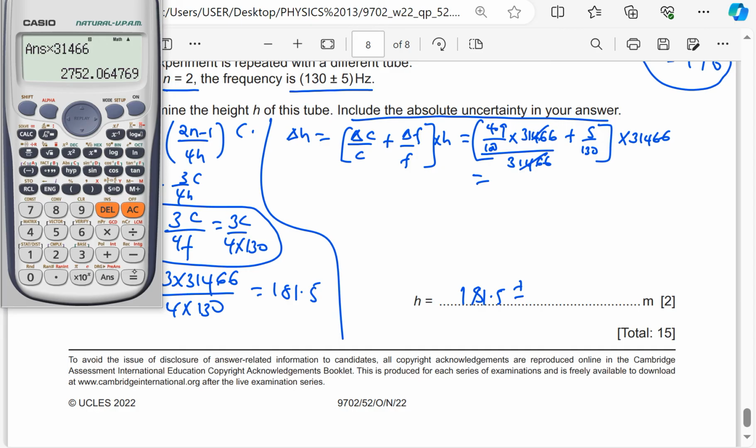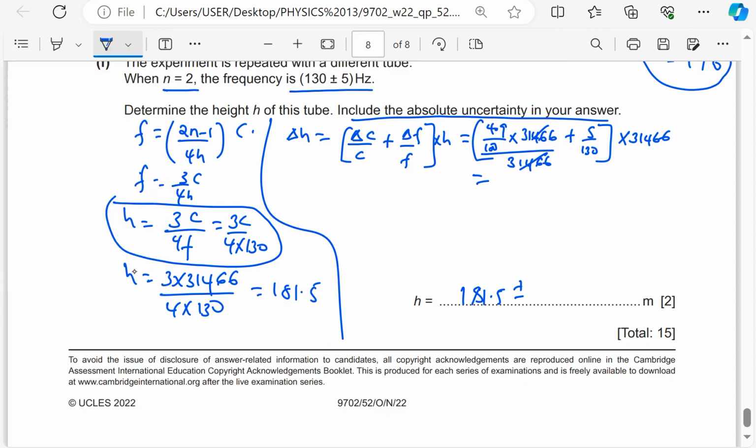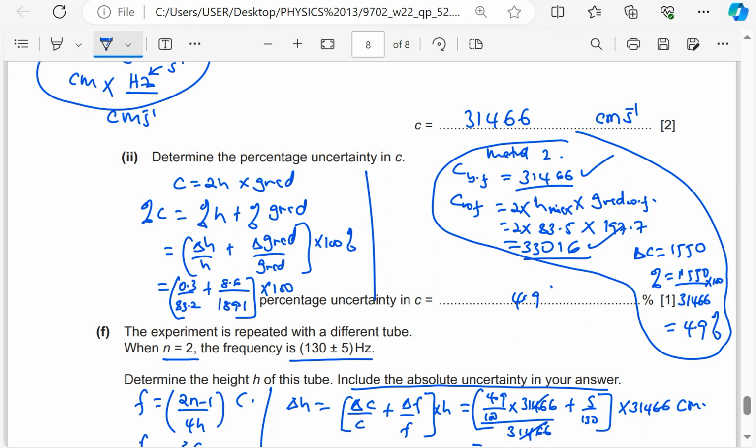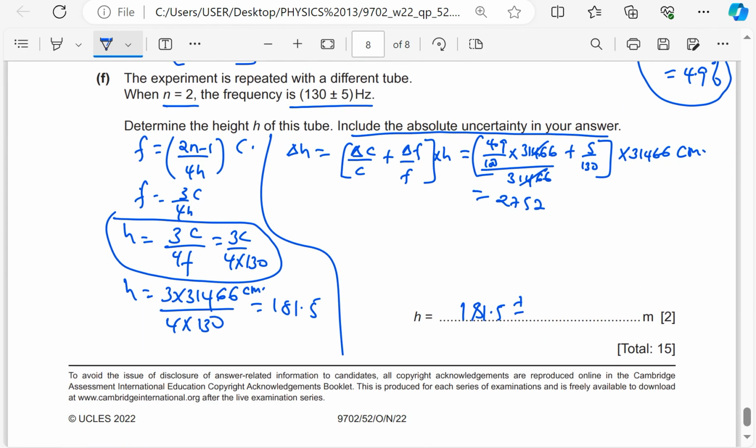Okay, so this is going to be 2752. Remember, this was in centimeters, because this was centimeters per second. So this is centimeters per second. This is per second, so per second has cancelled. So this is in centimeters. So we change this to meters because the question wants the answer in centimeters.